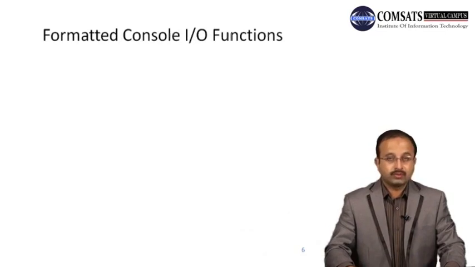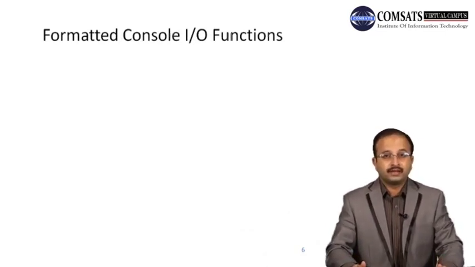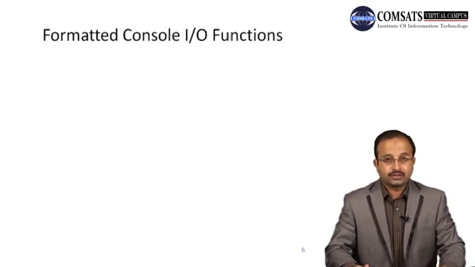Formatted console IO function. So our concern will be the formatted functions, and then we will see how we can use these formatted functions to format our output. Until now we haven't used it, except in one place where we wanted to display the floating point value and we wrote %0.2f in the printf. This means that we want only two digits after the decimal to be displayed instead of 6 digits. By default it displays 6 digits.